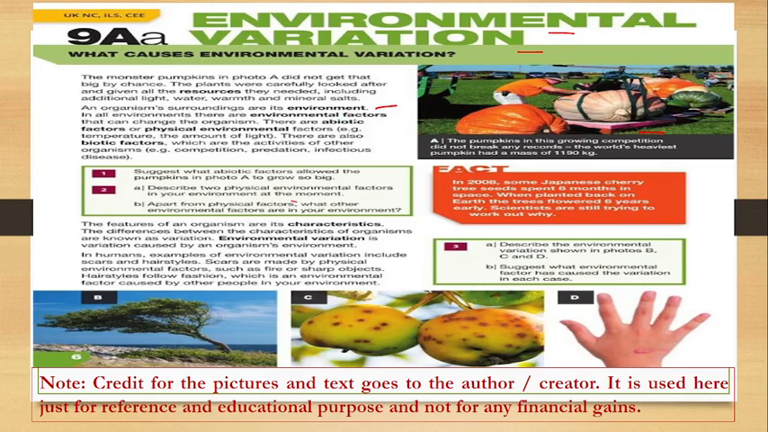In all environments there are environmental factors. Even we human beings are affected by these environmental factors, which can change the organism. There are abiotic factors, or physical environment, we can say. Which factors are there in the environment? Two types of factors are there. One is called abiotic factors. And these abiotic factors are also called the physical environment.